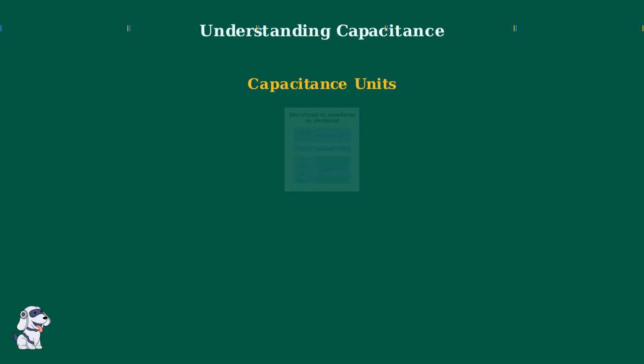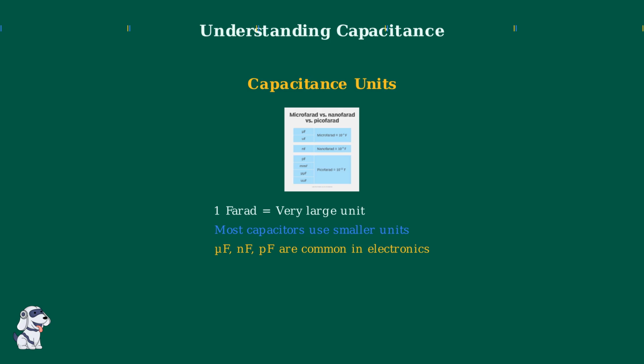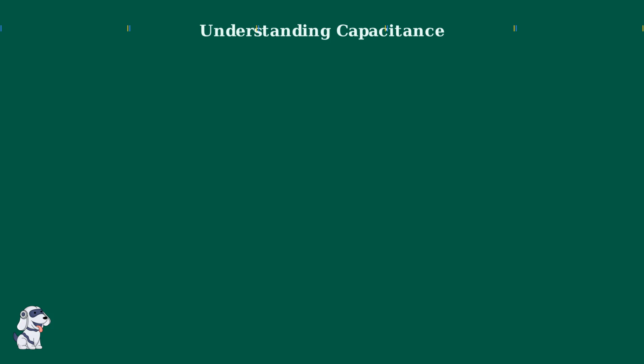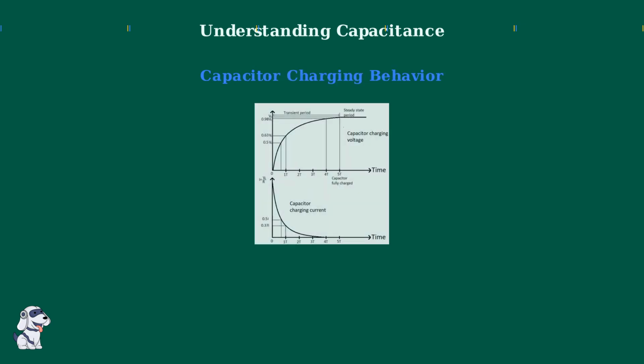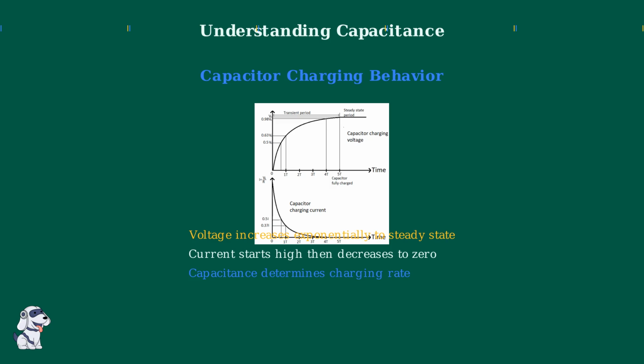Here we can see the relationship between different capacitance units. A farad is actually a very large unit, so most practical capacitors are measured in microfarads, nanofarads, or picofarads. To better understand capacitance in action, let's examine how a capacitor charges over time when voltage is applied. These graphs show how voltage and current change as a capacitor charges.